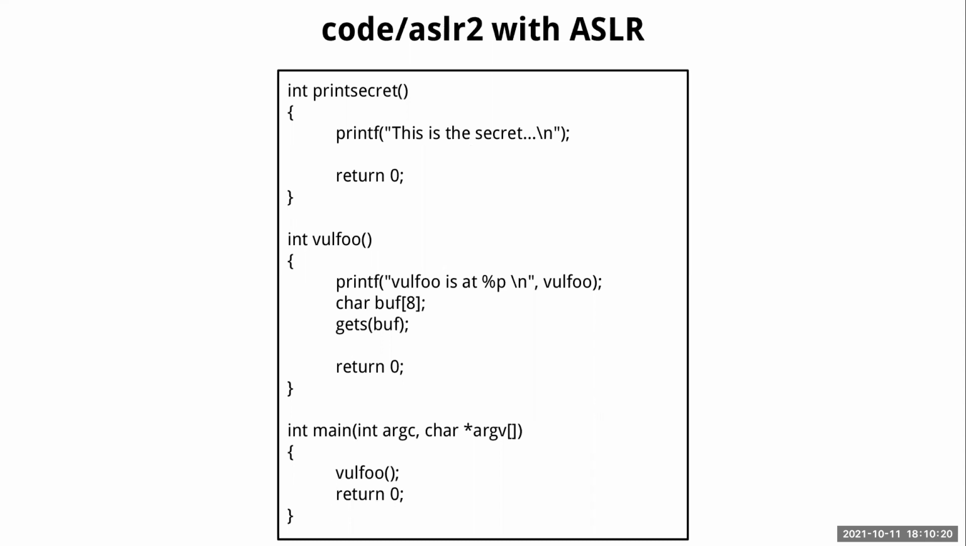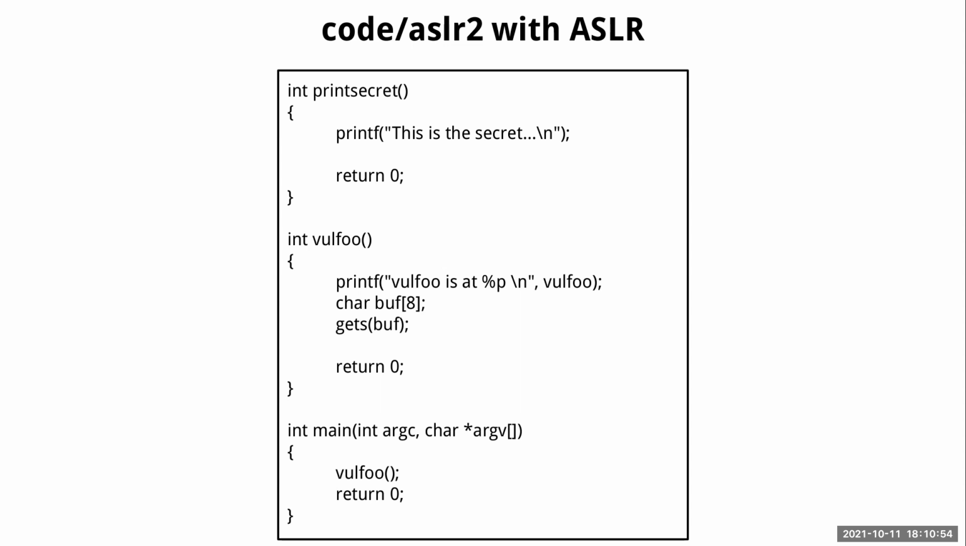Okay, let's see another example here. This is the first time we exploit a program with ASLR enabled. It's a very simple program: the main function calls a vulnerable function. The vulnerable function will print out its own address first to make your job easier. Then there is a local buffer, 8 bytes in C.